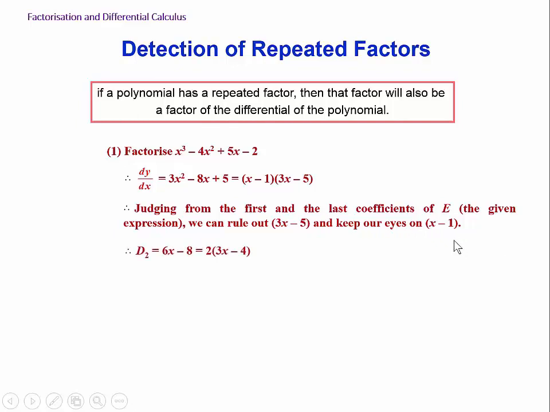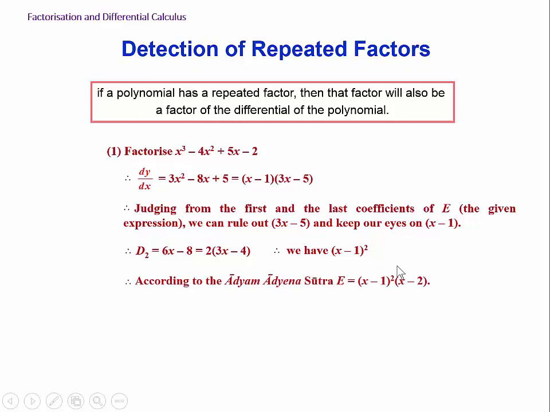Now the question is, although we've already shown that x minus 1 is a factor of dy/dx and of the original expression, we don't know if it's going to be repeated again. So he has to work out the second differential and see if x minus 1 is a factor, which it isn't, and therefore we have x minus 1 squared.